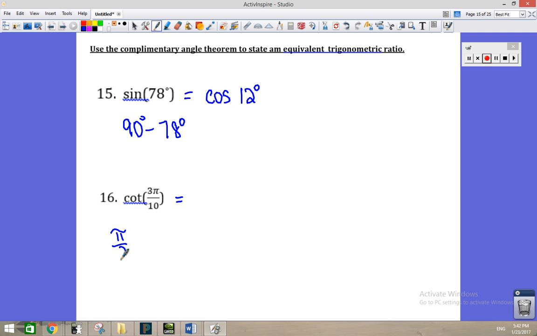Pi over 2 minus 3 pi over 10. I need to multiply this by 5 over 5 to get a common denominator of 10. And then 5 pi take away 3 pi is 2 pi. Reduce 2 pi over 10 to pi over 5. Cotangent and tangent are cofunctions. The cotangent of 3 pi over 10 is the same as the tangent of pi over 5.